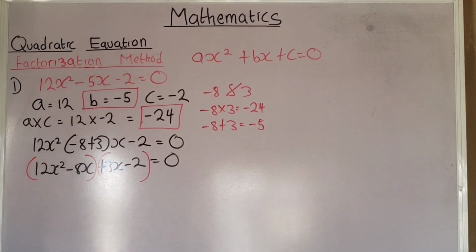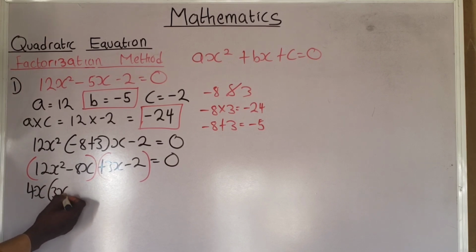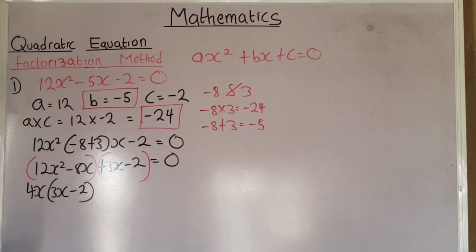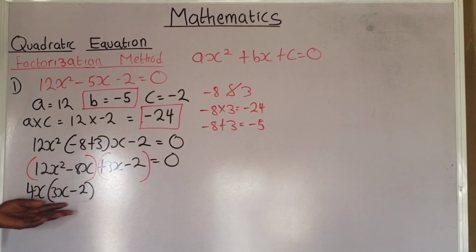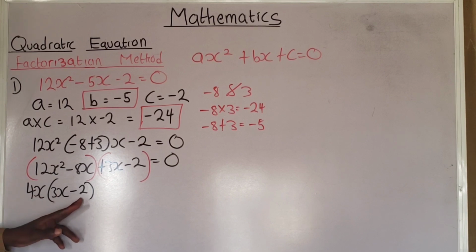Are you paying attention? The common factor of 12x squared and negative 8x is 4x. So I'm going to have 4x in bracket 3x minus 2. The reason is that if I multiply this bracket out, I must get 12x squared and negative 8x. 4x times 3x is 12x squared. 4x times negative 2 is negative 8x.